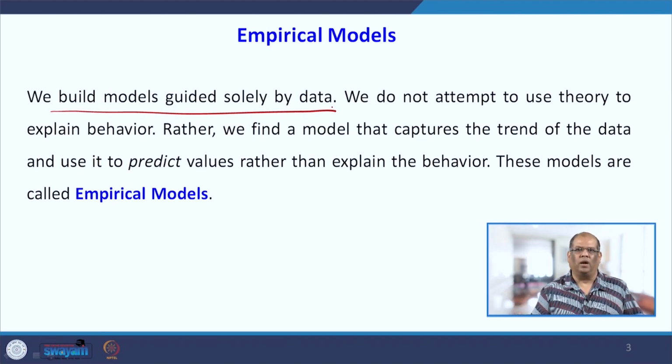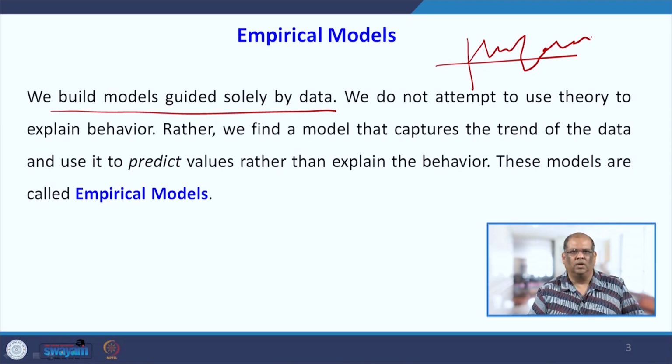Sometimes you need a trend. For example, in COVID-19, daily there is a spike or some dynamics going on, whether it is rising or falling. So I need the daily trend, I need the curve of what is happening. You have a lot of data, and with the help of this trend or data, you try to build a model so that you can predict the next trend. That kind of model we call an empirical model.